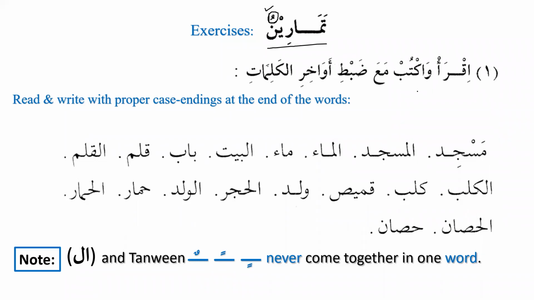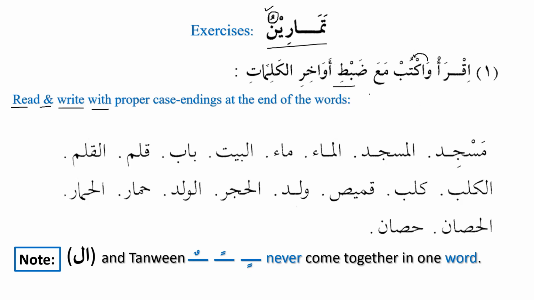اقرأ واكتب مع ضبط أواخر الكلمات. Iqra, read, and uktub. It was basically uktub, but you know that this is what we call Hamzatul Wasl. So when we connect it, then we do not pronounce it. It becomes sakin, or it becomes silent. So how do we read it? Iqra waktub. Ma means with.